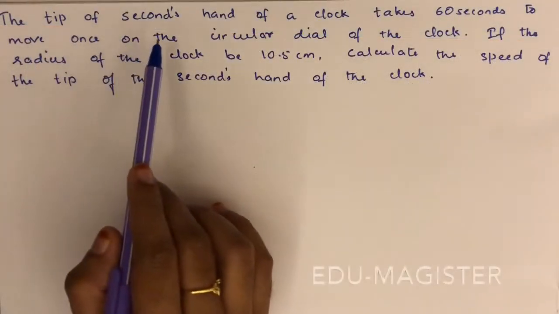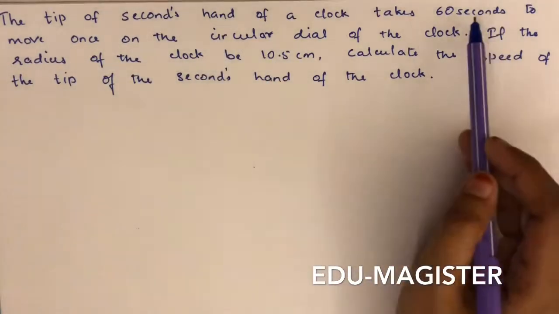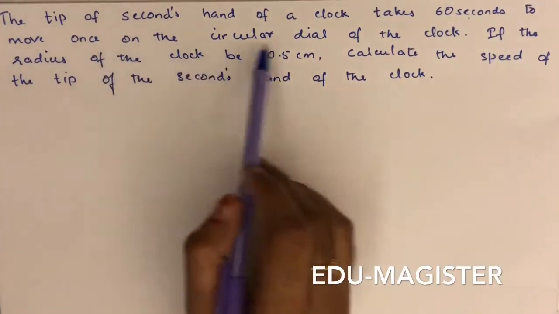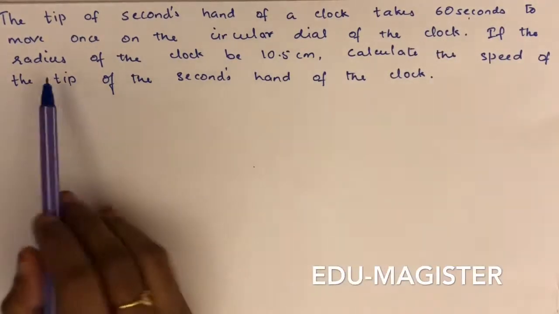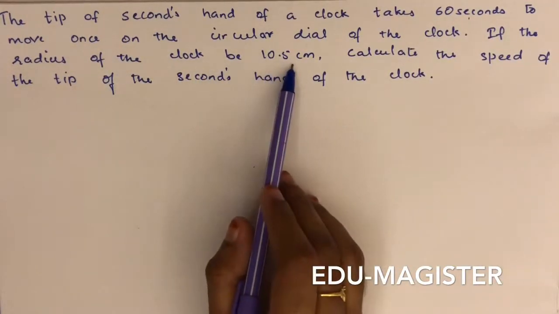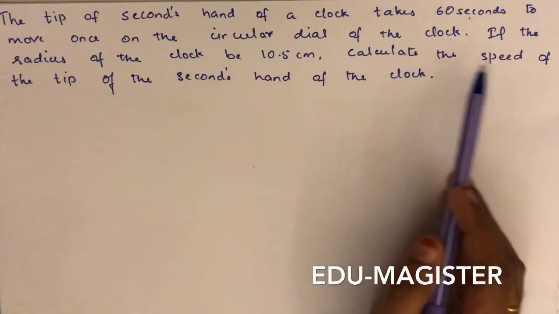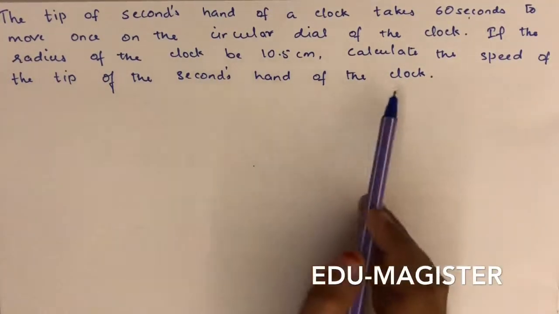The tip of a second's hand of a clock takes 60 seconds to move once on the circular dial of the clock. If the radius of the clock be 10.5 centimeters, calculate the speed of the tip of the second's hand of the clock.